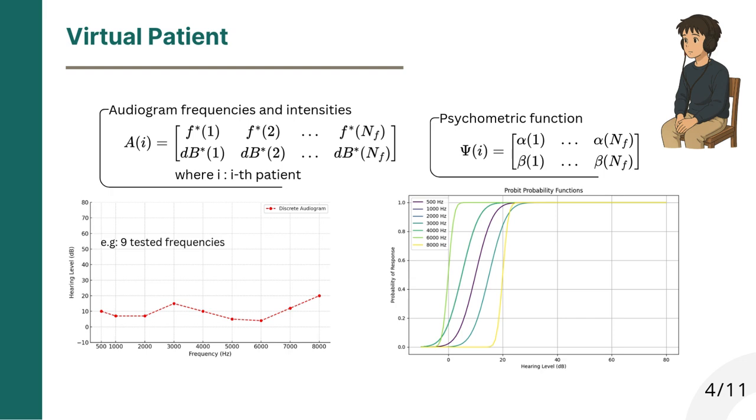Here we introduce the concept of virtual patient. Each patient is represented by an audiogram, which consists of a set of tested frequencies and their corresponding hearing thresholds. For example, we may test 9 different frequencies, as shown in the plot on the left. At each frequency, we associate a psychometric function that models the probability of a response based on sound intensity. This function is defined by two parameters: alpha, the hearing threshold, and beta, which controls the slope.